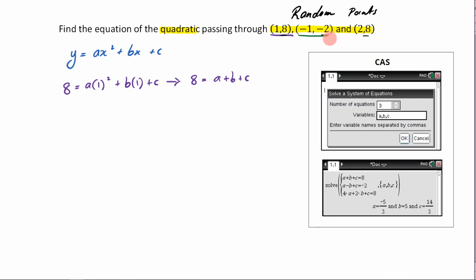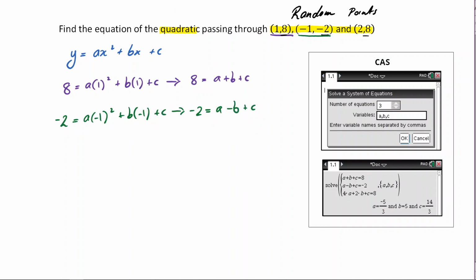So next I have this point right here. I'm going to put a -2 into my y spot, and then into my x spot I'm going to put a -1. So I'm going to put -1 in there, plus c. That means I'm going to get -2 is equal to, now -1 squared is just 1, so I'm going to get a, but then I'm going to get -b plus c.